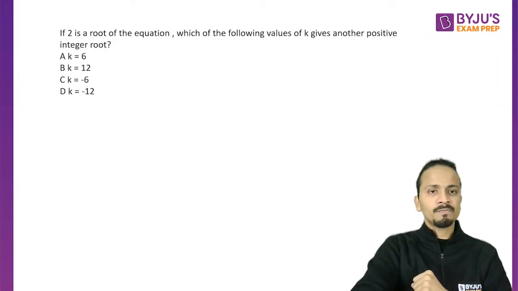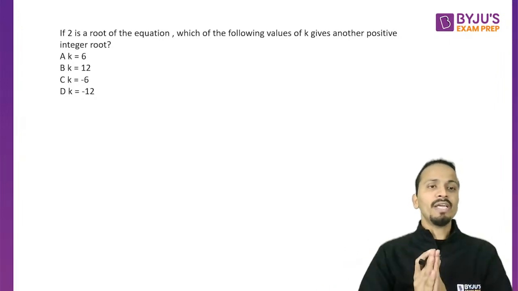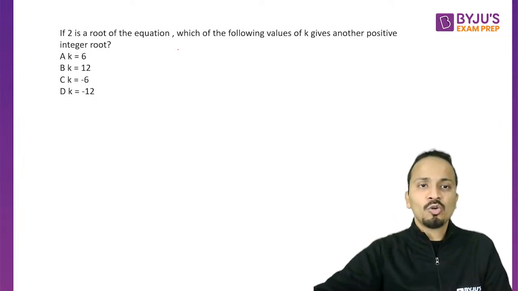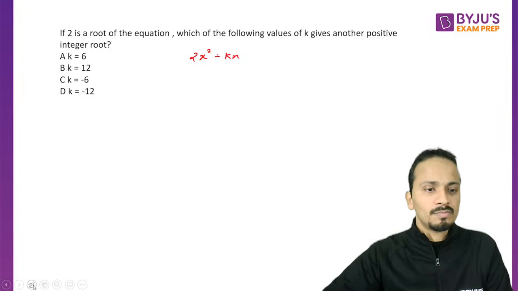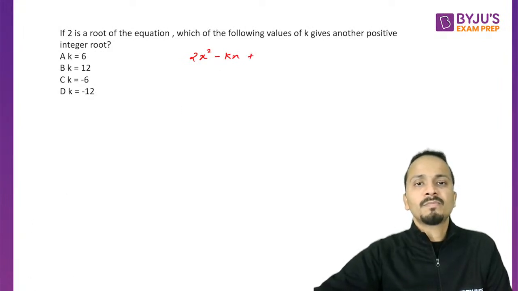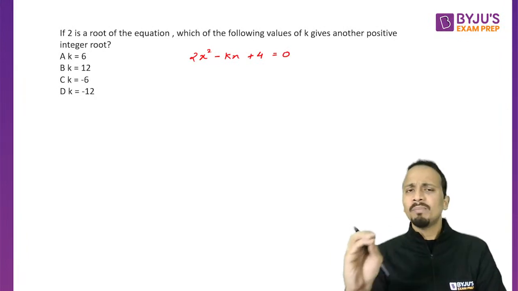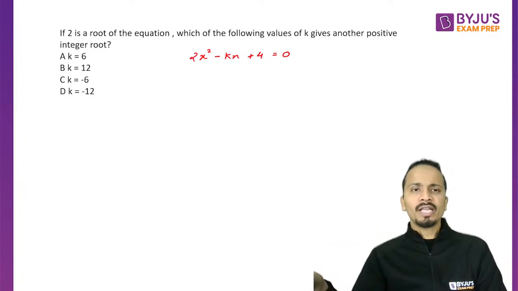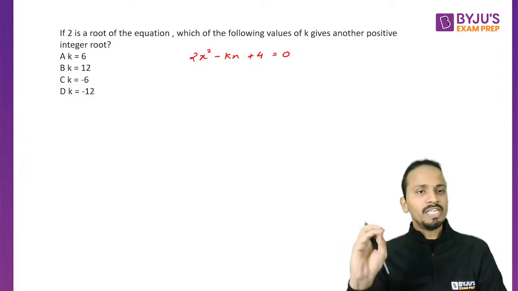Let's discuss some of these questions. The first question. I have picked all these questions from previous year TISSNET examination. If 2 is the root of the equation, I'll write quickly the equation here. This was the equation that was given. 2 is a root of the equation 2x square minus kx plus 4 equal to 0. All of you must be knowing about quadratic equations. Which of the following is the value of k that will give another positive integer root? We need to find the value of k.